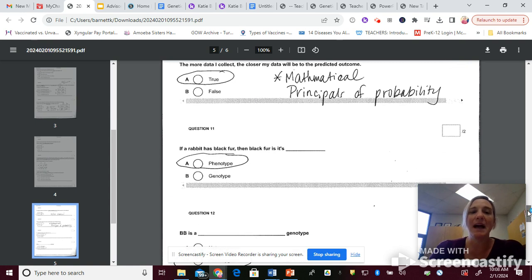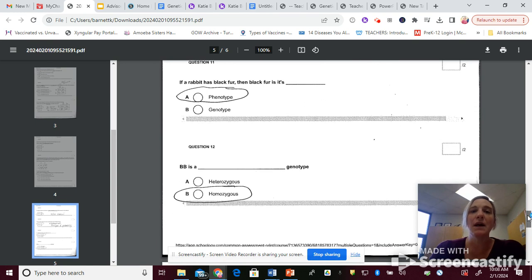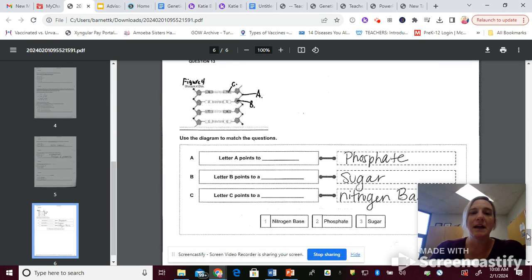If a rabbit has black fur, then the black fur is its phenotype. Big B is homozygous. And then you've seen this before. Letter A is pointing to our phosphate, B is our sugar, and C is our nitrogen base.